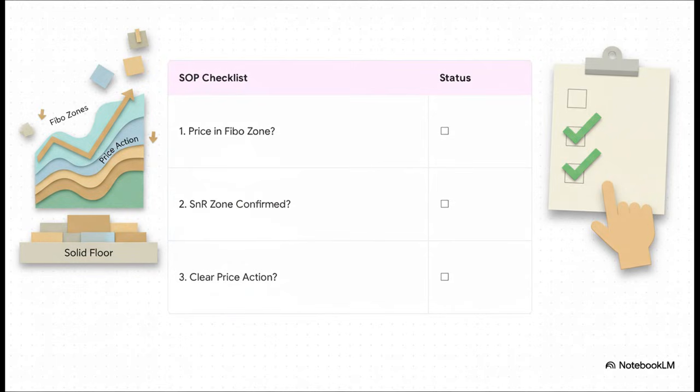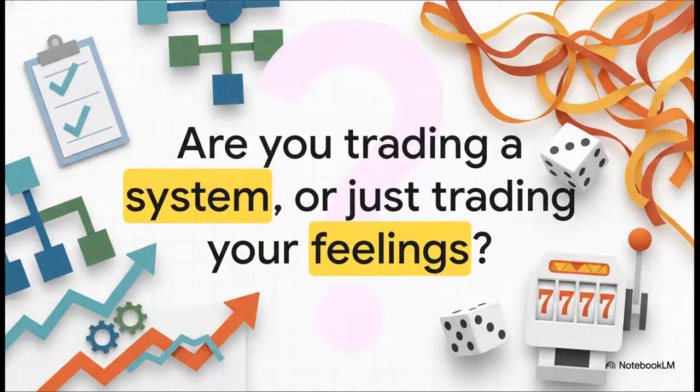And here it is, the whole system on one slide. This is your pre-trade checklist every single time. Number 1, is price in a key Fibo zone? Number 2, is there a solid floor or ceiling there to confirm it? And number 3, do you see a clear price action signal? If it's not a yes to all 3, you just don't take the trade. You walk away. It's really that simple. And that really brings us to the final and most important question. Having a checklist like this is what separates a disciplined trading process from just gambling. So you have to ask yourself, are you trading a system or are you just trading your feelings?